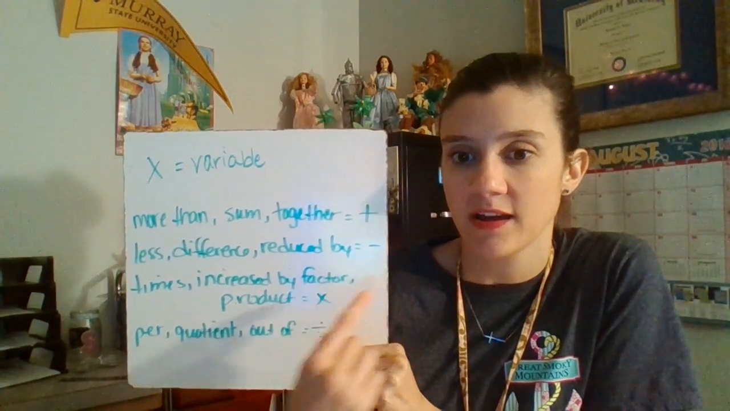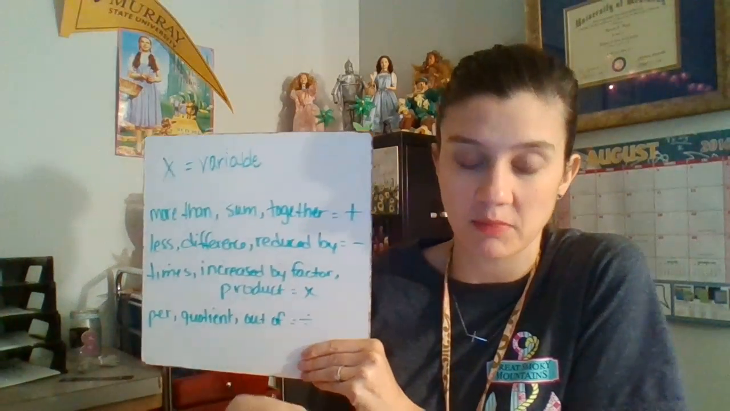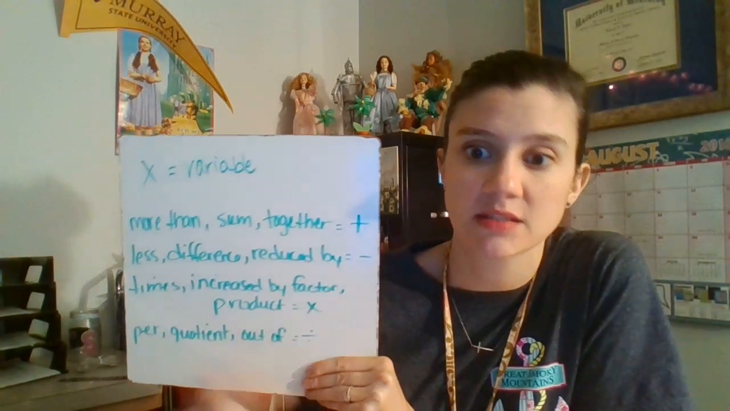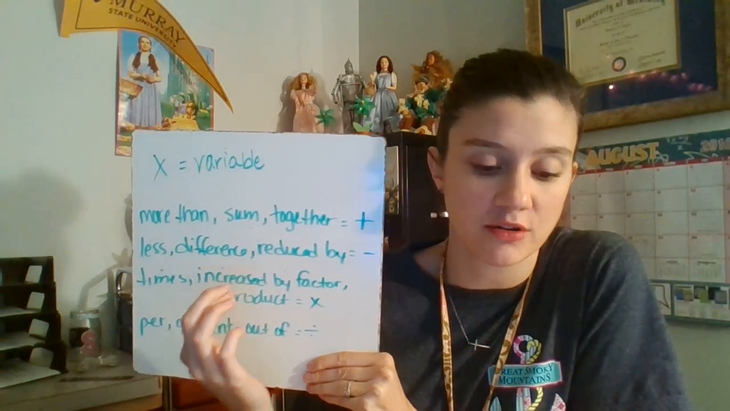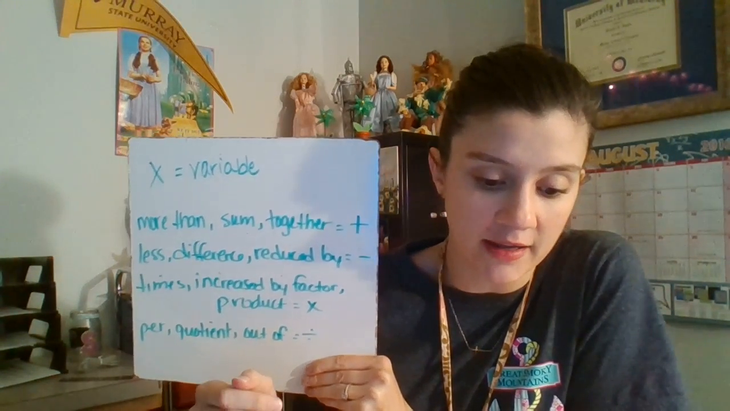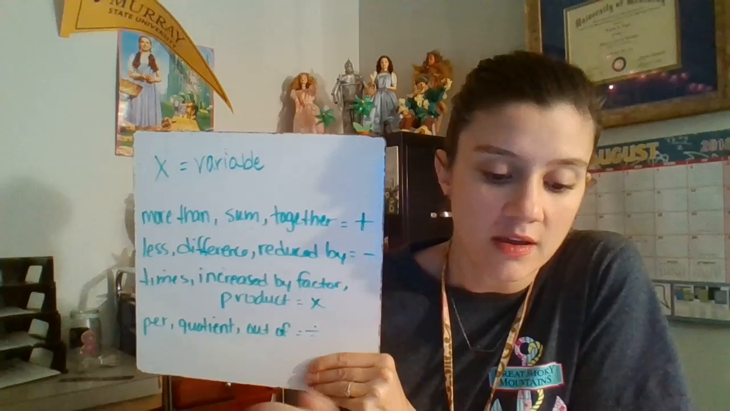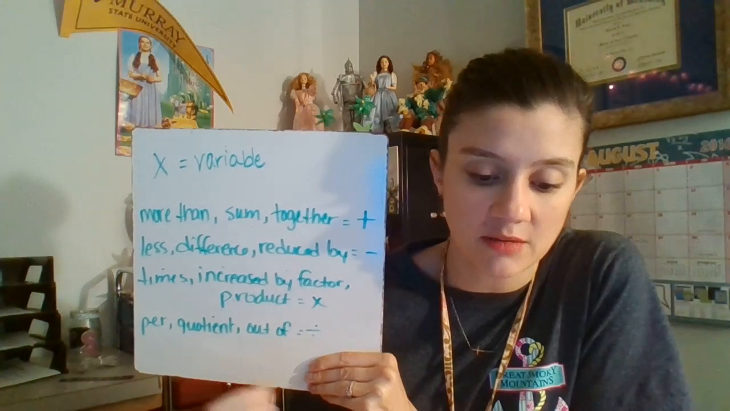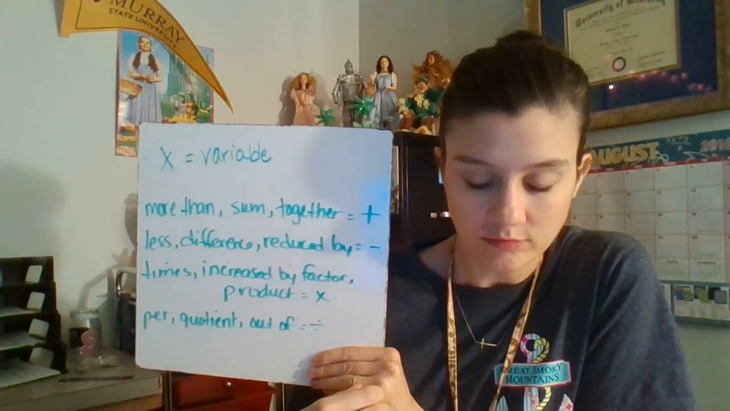Words that would tell you where to subtract would be like less than, difference, reduced by, shortened, fewer than, those would be a minus. To multiply, you would see words like product or factor of, multiplied by, or times, and with division, words to look out for would be per, quotient, percent, out of, or ratio. So those are words that you will translate to a numeric expression, either add, subtract, multiply, or divide, along with a variable x.